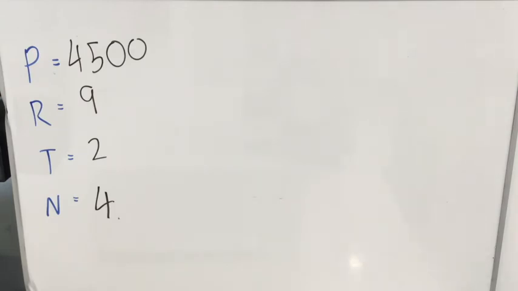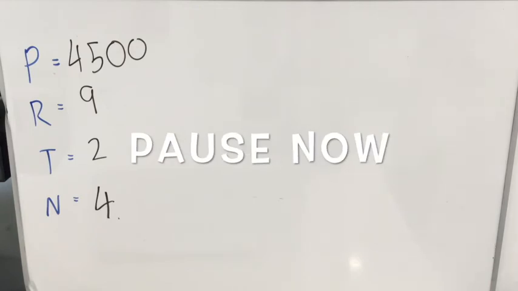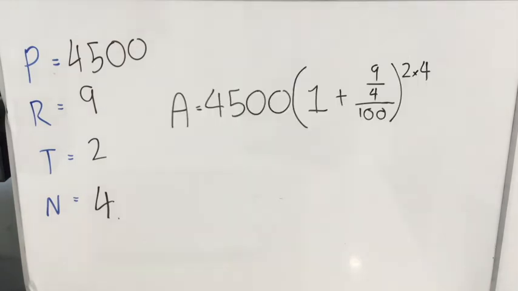Remember, you don't need to put a percent sign there. 2 years. And because it says compounded quarterly, if we look back at our table that we wrote down at the start, quarterly means N equals 4. That's why I've written a 4 there. Next step, substitute those numbers into your formula. Make sure you've got small fraction on top, bigger fraction on the bottom, and see if it looks the same as mine. If you've put all the numbers in the right spots, it will look like this.